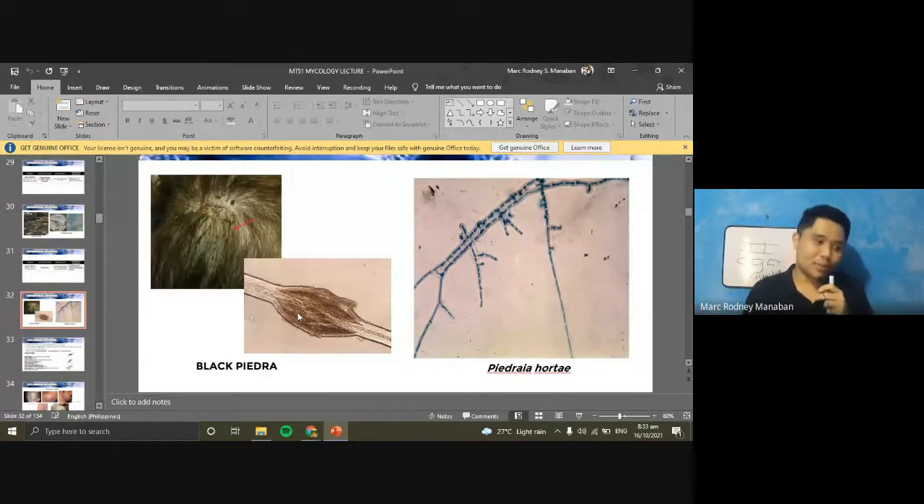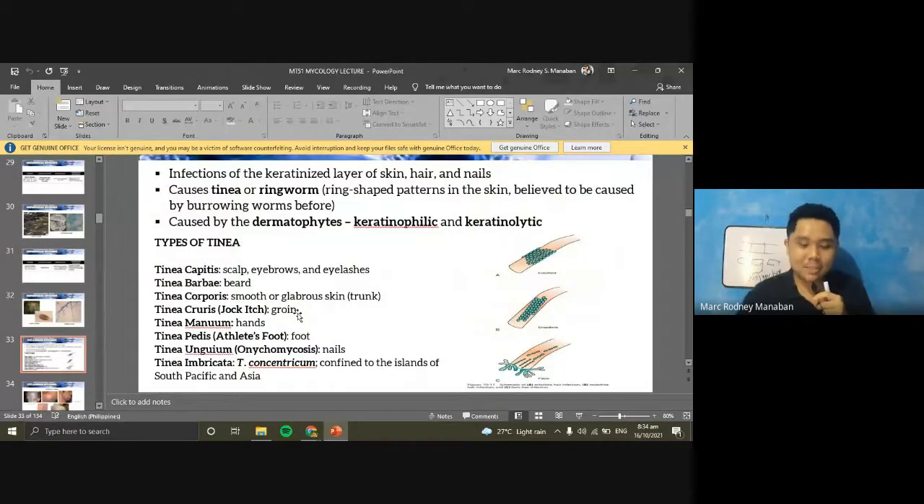Okay? So be careful there. And piedra can usually be removed through proper hygiene. Those with piedra usually lack proper hygiene. Okay? So make sure to wash everything that has hair in it. Okay? Wash properly. Practice proper hygiene. So that's for the superficial mycoses.